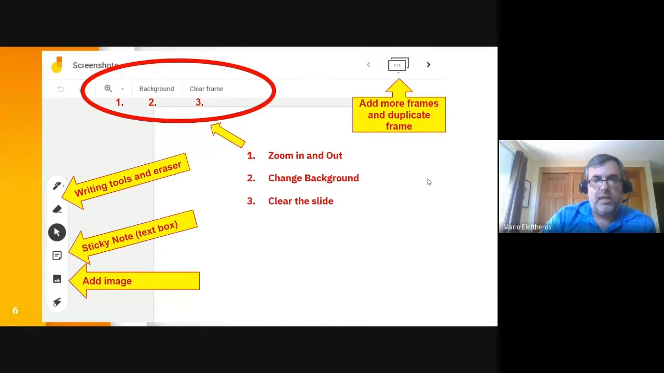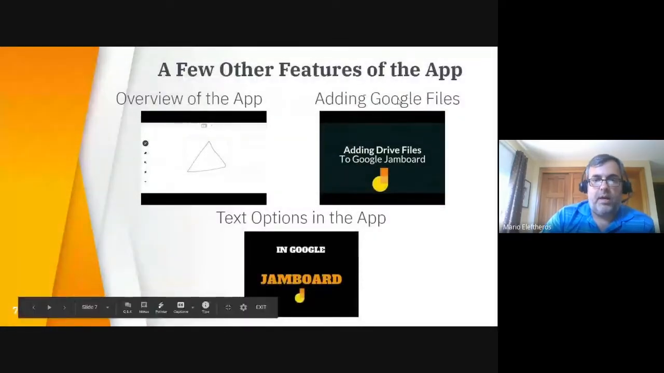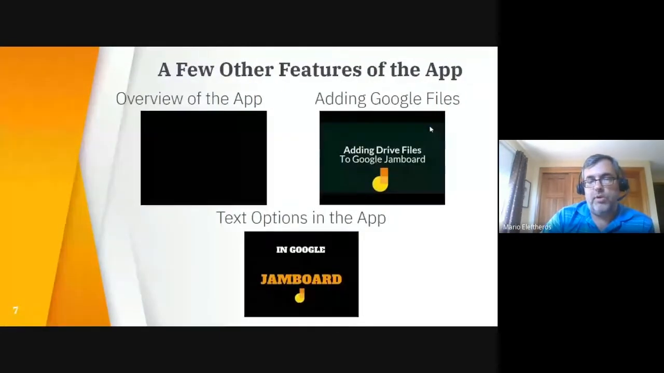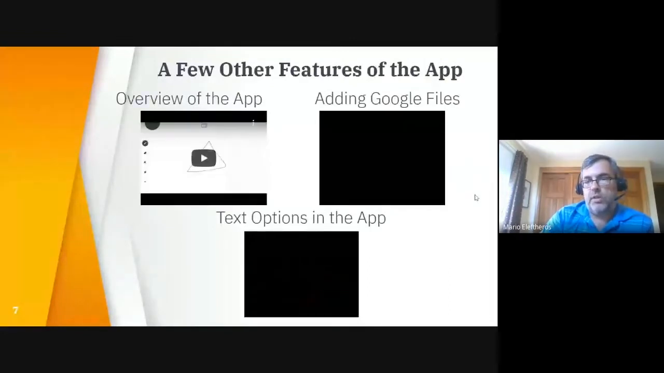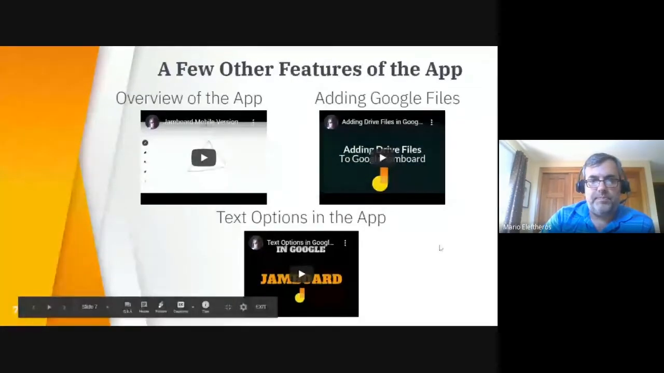In this slide deck, which will be on the Summer Learning Academy website, I just have a couple of videos that explain a few things about the app. Because on the app, you can actually embed Google files on the mobile version, which you can't do in the browser version. So I could bring up a Google Doc and you could annotate over it on the app. So there's a little video that explains that, and just a few little text options that are different in the app than on the browser version.